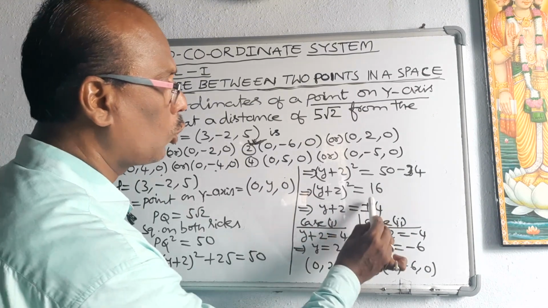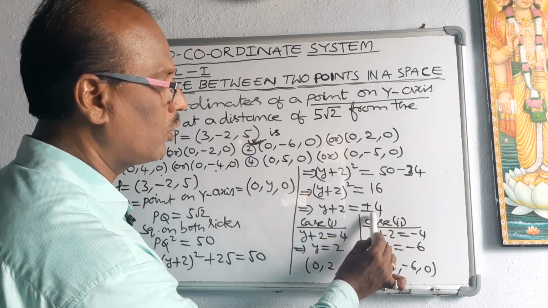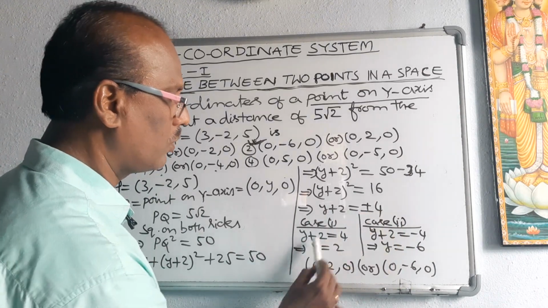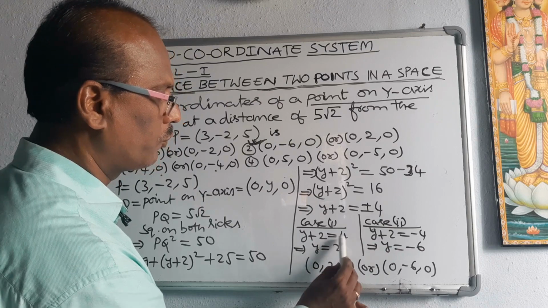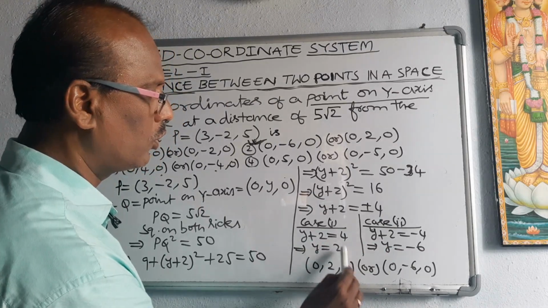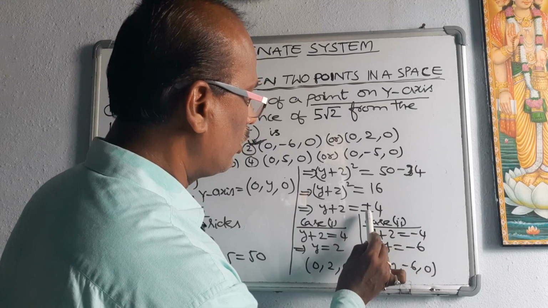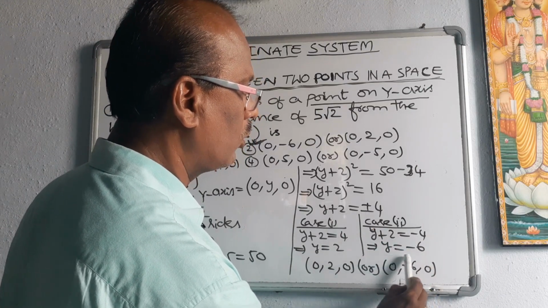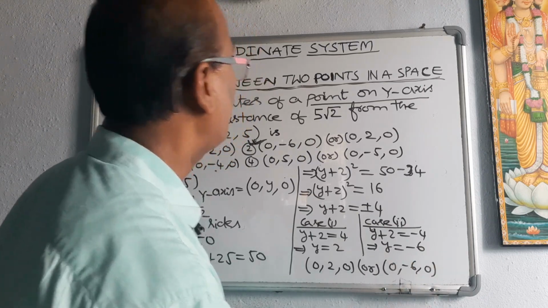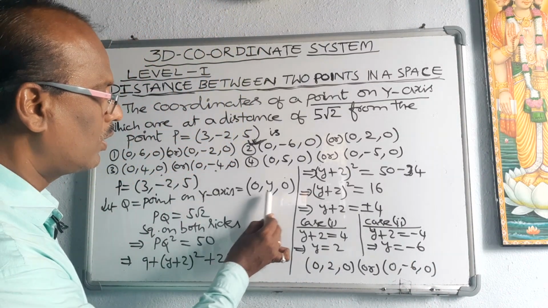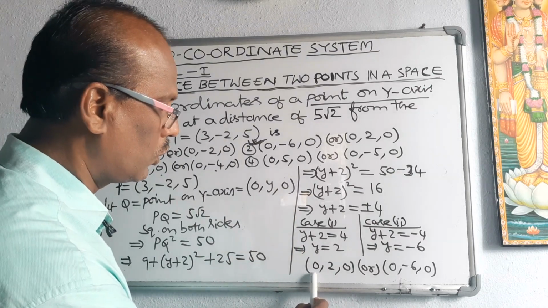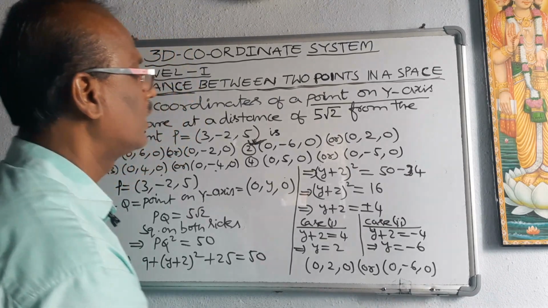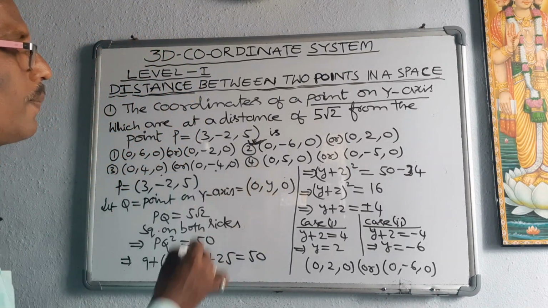y plus 2 is equal to root 16. Root 16 value is equal to plus or minus 4. Here case 1: y plus 2 is equal to plus 4, y equal to 4 minus 2, the value is 2. Case 2: y plus 2 is equal to minus 4, y is equal to minus 4 minus 2, that is y equal to minus 6. Here the point on the y-axis is (0, y, 0), so (0, 2, 0) or (0, -6, 0). The correct answer is the second option.